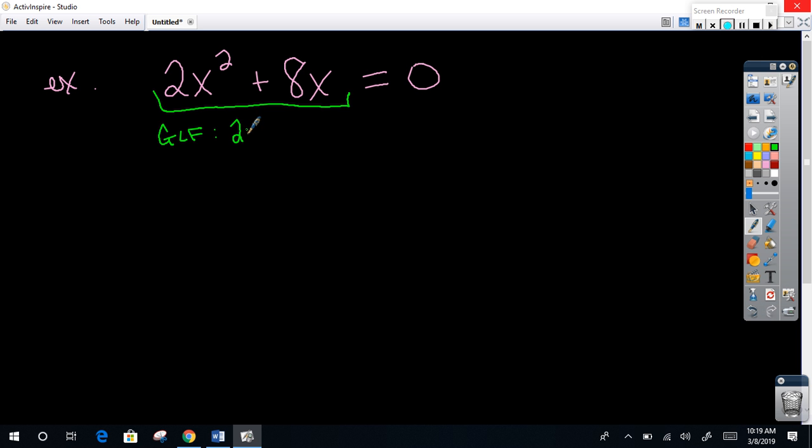Does everybody know where 2x comes from? Yes. No. All right. No? Yes. Okay. It goes on the outside, right? Yes. What's left inside the parentheses? X, well, close, not x squared, but just x, plus what? 4. That's correct. It still equals 0.